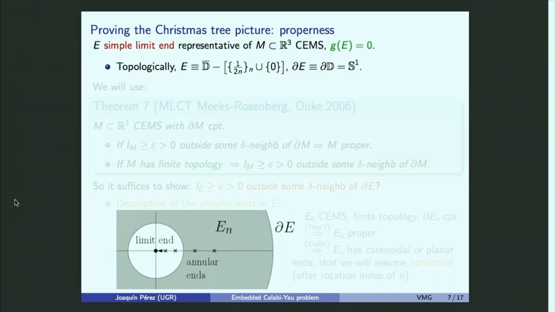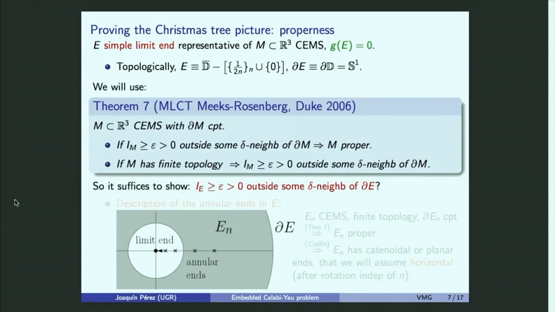This is the limit end, and now you have here a sequence of simple ends going to there, right? That I can, for instance, parameterize this way. Crucial for us in the argument will be the minimal lamination closure theorem, by Meeks and Rosenberg. That says, in this setting with compact boundary, that if the injectivity radius function of a complete embedded minimal surface with a compact boundary, think of this M as my E, is positive, bigger than some epsilon bigger than 0, outside some neighborhood of the boundary, then the surface is proper. Okay? So that's the only thing we had to prove in our setting.